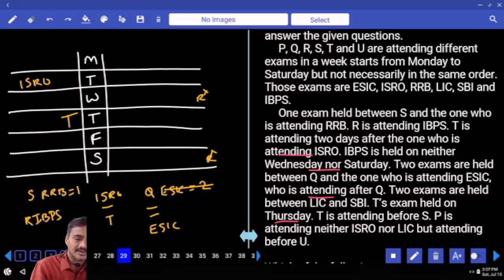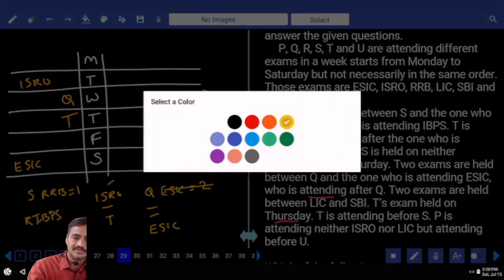Is it fitting? Now ISRO and T we have taken. Then next one, now 2 in between Q and ESIC. Now if ESIC is here, then Q in between these two, that is one possible. Is it fitting? And in the next possibility, what is the other possibility?